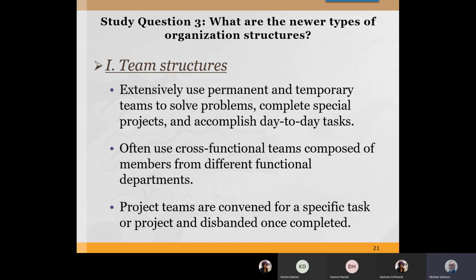Let's say you have 10 people in one team as opposed to 10 individuals. They can actually accomplish a tremendous amount as a team. So extensively use permanent and also temporary teams to solve problems because it's highly effective that way. Often use cross-functional teams, definitely. This is that matrix idea. And also project teams are convened for a special task.